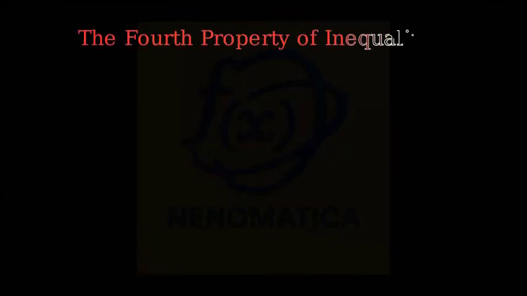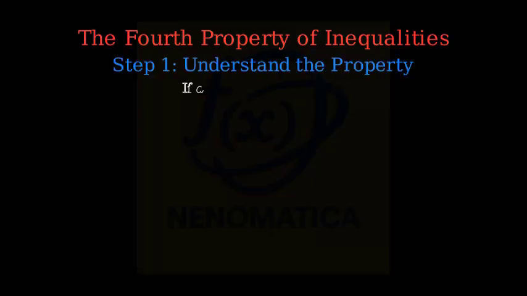Welcome to this lesson on the fourth property of inequalities. Today we'll learn about an important concept that helps us determine when two numbers are equal based on inequality relationships. The fourth property of inequality states that if A is less than or equal to B, and B is less than or equal to A, then A must equal B.